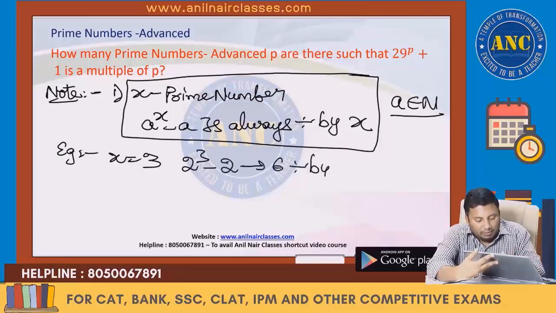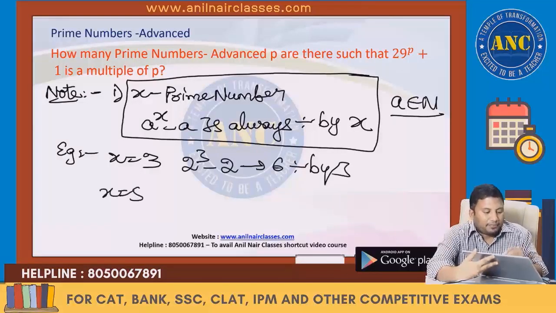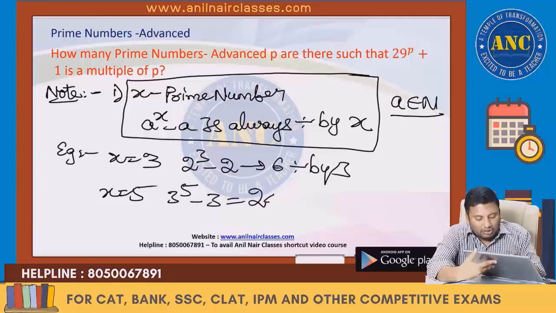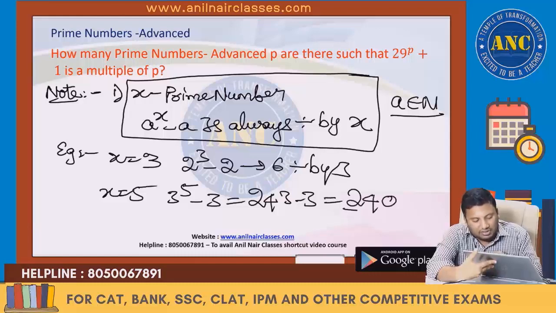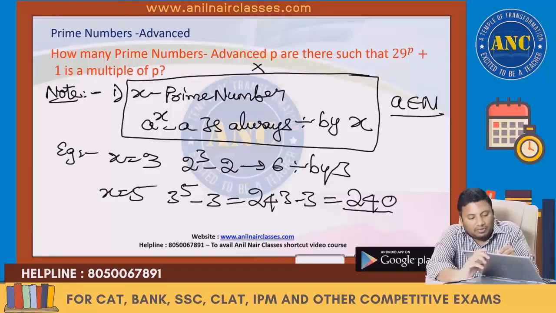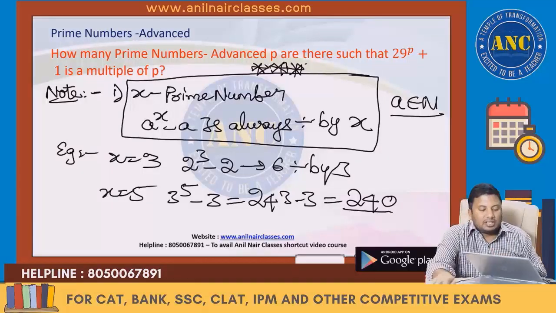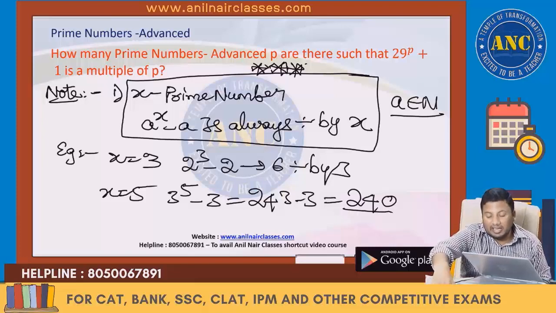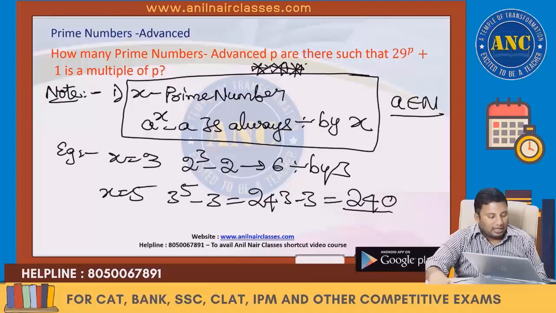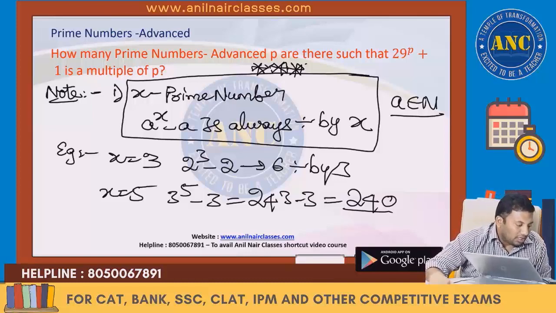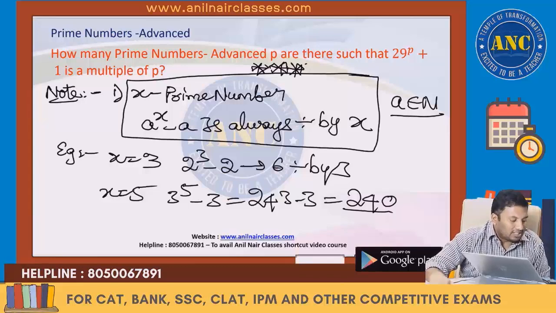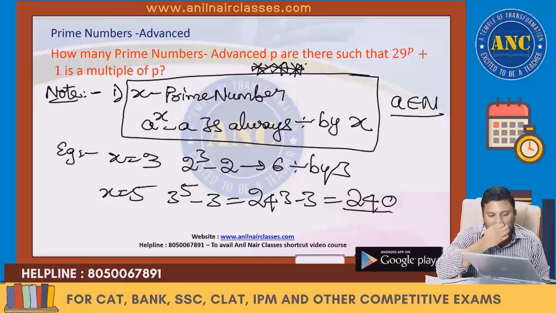6 is divisible by 3. If x is 5, a is 3: 3 power 5 minus 3, 243 minus 3, which is 240. 240 is divisible by 5. Please make a note of this point. If x is a prime number, a power x minus a is always divisible by x.